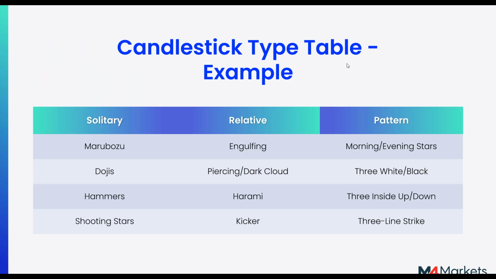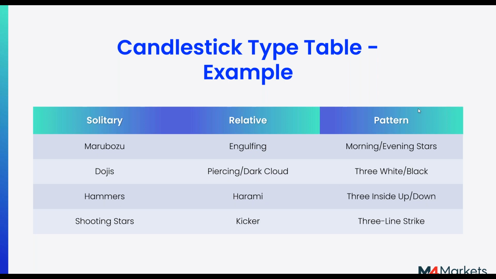Now here I'm showing you a quick table of the different types, with some examples. I have solitary, relative, and pattern, as I said before. Solitary case, we have the Marubozu, the dojis, all different types, the hammers, and also the shooting stars. All of them are solitary, which means the signal is just one candle itself. You don't need a second or a third or one at the back or in the front. That's it. The relative ones, you have the engulfing, the piercing, the opposite of which is the dark cloud. You have the haramis, bullish and bearish, and bullish and bearish kicker.